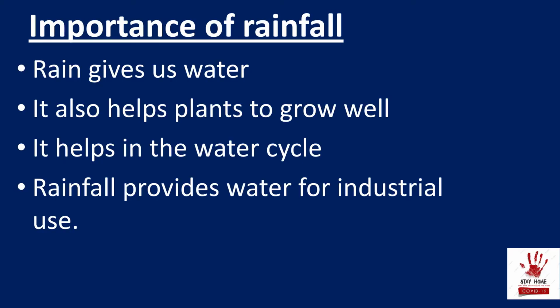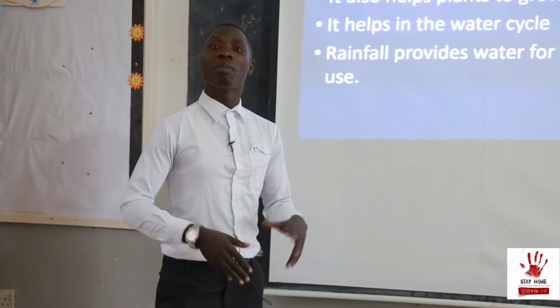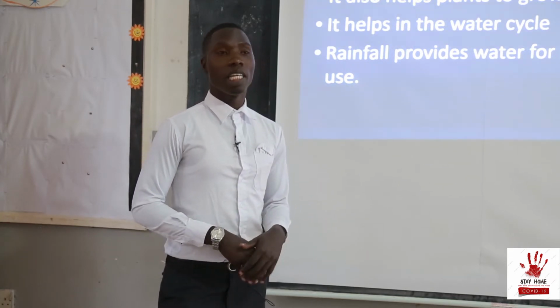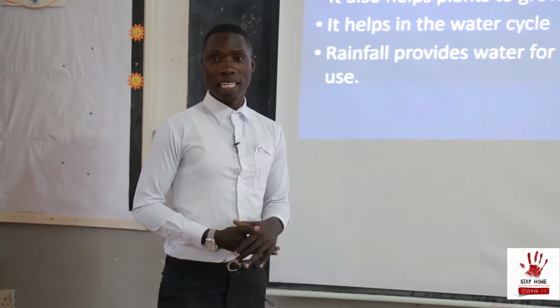Let's see. I expect you to have 1. Rain or rainfall gives us water. I'm going to explain this one by one. 2, it also helps plants to grow well. It helps in the water cycle. Also, rainfall provides water for industrial use. There are very many uses of rainfall. I just mentioned a few, but there are many. When you discuss with your friends, you'll come up with more than 10 points.